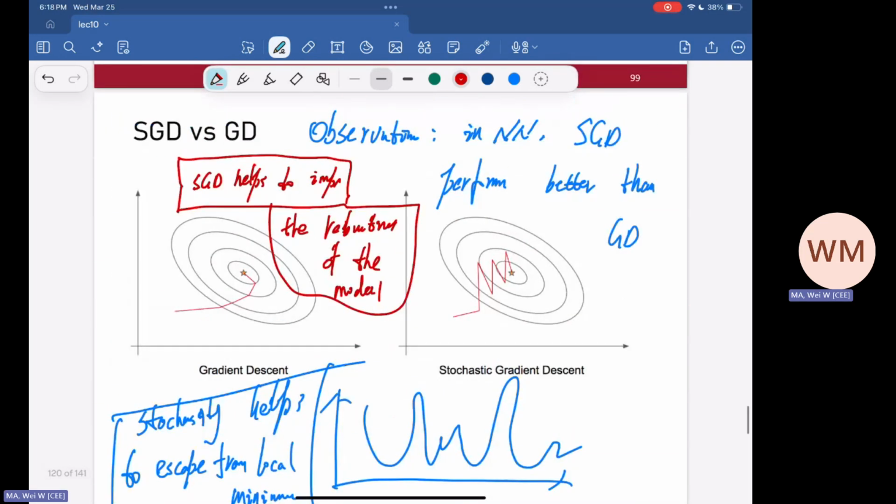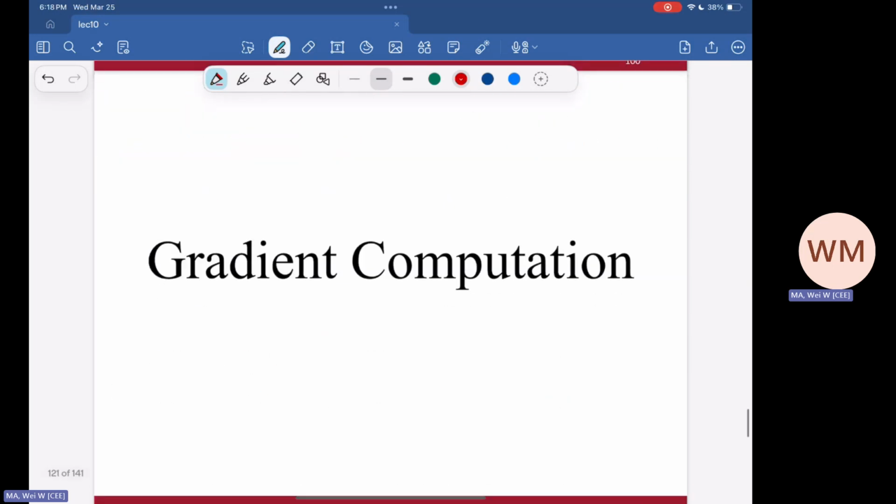Okay, so here we talk about gradient descent and SGD. Now you know that as long as we can calculate the gradient, we can update the parameters. We can update the weight and the bias, and then we train the model. We just keep doing this. The only thing that we don't know is how to calculate partial L, partial theta. This is the last part, gradient computation.